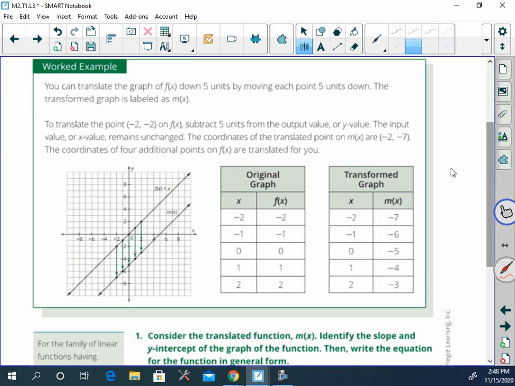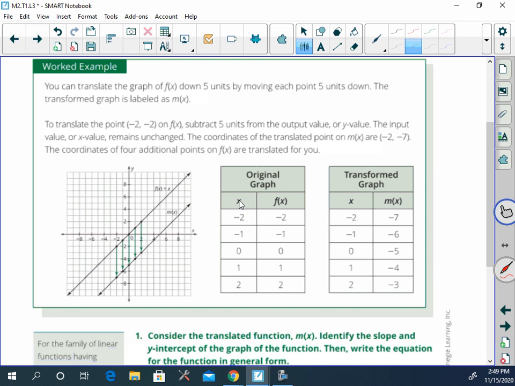So here's our worked example. It's saying we can translate the graph down 5 units by moving each point 5 units down. So if we started with this function that has a y-intercept of 0, and we translate it 5 units down, it's going to look like this graph here, the graph of m of x. So here is our original graph. That's what the table of values would look like. This is what our transform graph is going to look like.